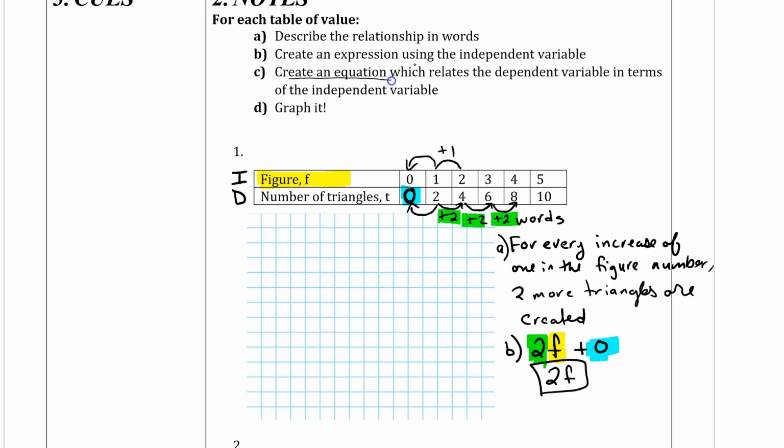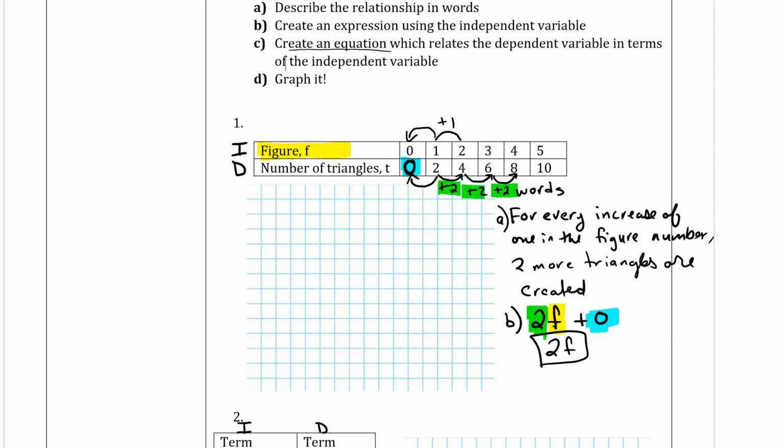From here, creating an equation is easy, because all we have to do is say the dependent variable equals the expression. So I say my t equals 2f. I'm just going to highlight where I got that t from, the same color. And that's that. Now what we can do is create our graph.